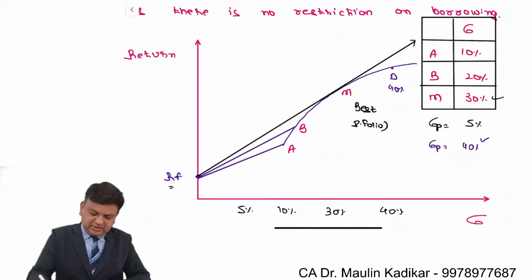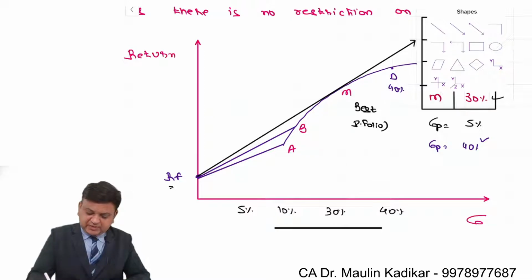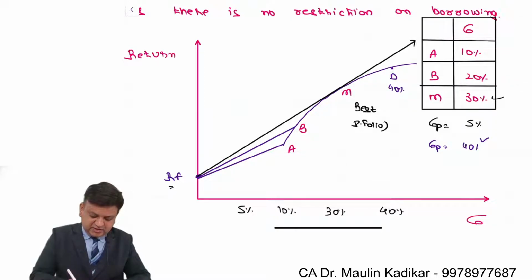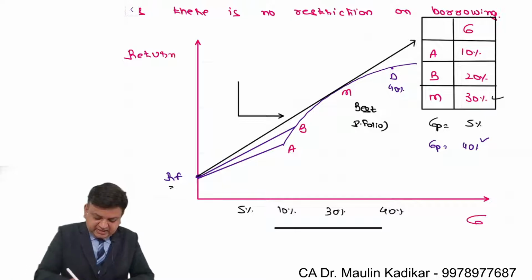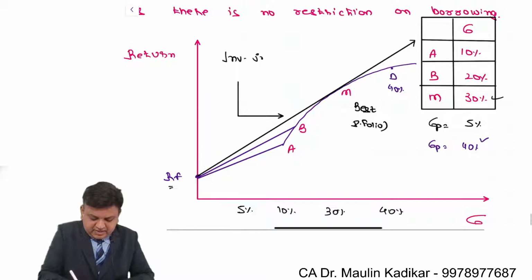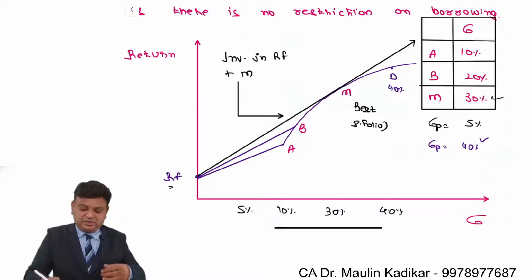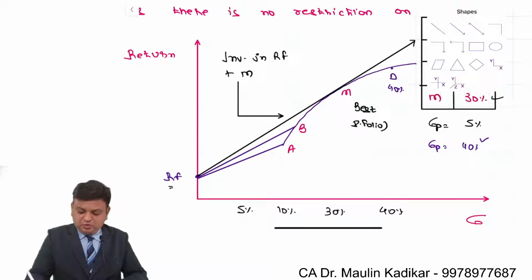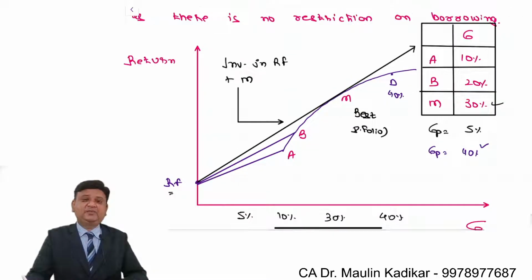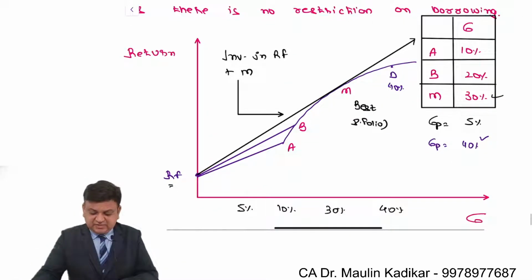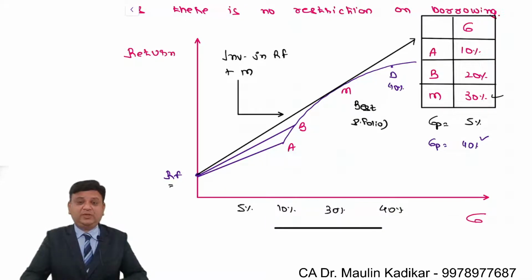We understand, importantly, that if the risk bearing capacity of the investor is less than 30 percent, then you should invest in RF plus M portfolio. And if your risk bearing capacity is more than 30 percent, then you should borrow and make investment in the M portfolio. That is the way you are supposed to make the investment of the portfolio. This is the Markowitz model with risk-free security.